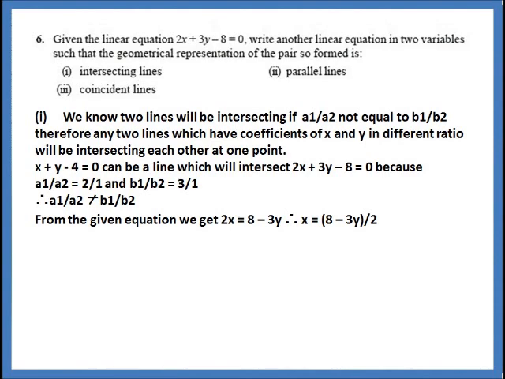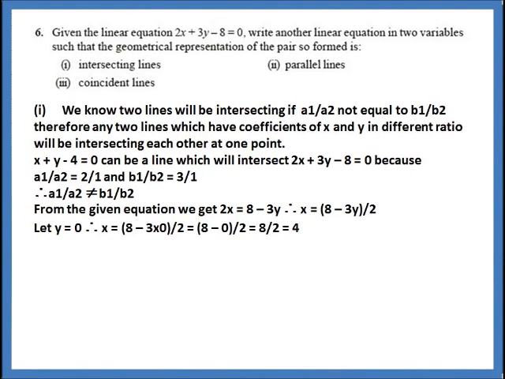From the given equation we get 2x is equal to 8 minus 3y. Therefore x is equal to 8 minus 3y divided by 2. Let y is equal to 0, therefore x is equal to within brackets 8 minus 3 into 0 divided by 2. So this is equal to 8 minus 0 divided by 2. Therefore it is equal to 8 upon 2, that is equal to 4.